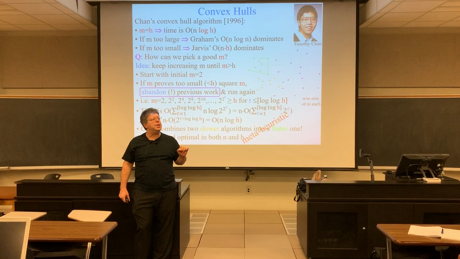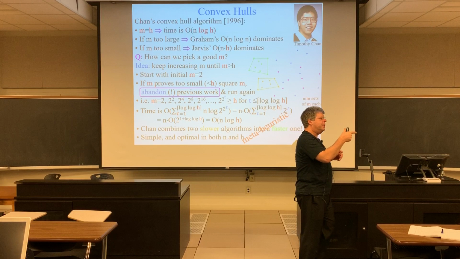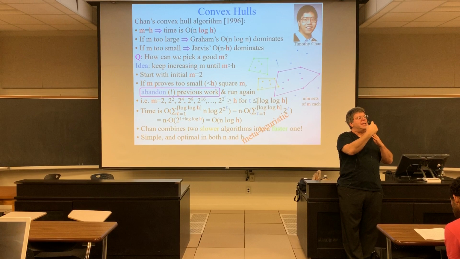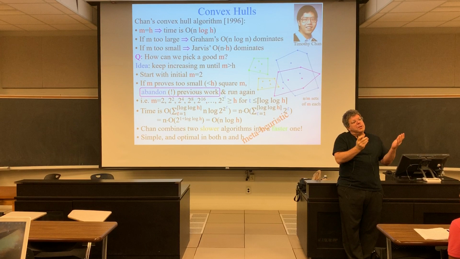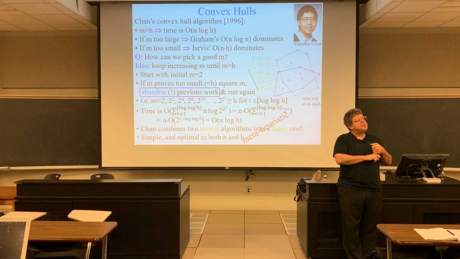But the trick is to increase this parameter aggressively, but not too aggressively, until it exceeds H. And the first time it exceeds H, it'll stop at H. It wouldn't go to this. So I guess cubing it, by this reasoning, will work also. But squaring it works nicely, and so we don't need to worry about larger powers than squaring it. Very good point. Any other thoughts?